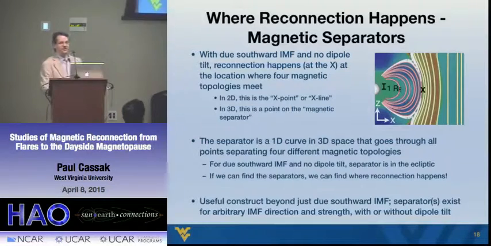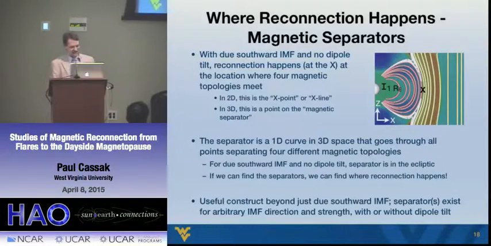It's right there. For no dipole tilt, reconnection only happens in the ecliptic plane. That one's a pretty simple case. But what if the interplanetary magnetic field is doing something totally different? What if you include dipole tilt? All these types of questions. It turns out this idea of a separator is still valid. Independent of what's going on in the solar wind, there will be a line that connects all four magnetic topologies, and you can call that the separator. That's where reconnection would be likely to happen. So the question of where does reconnection happen turns into, where are the separators?